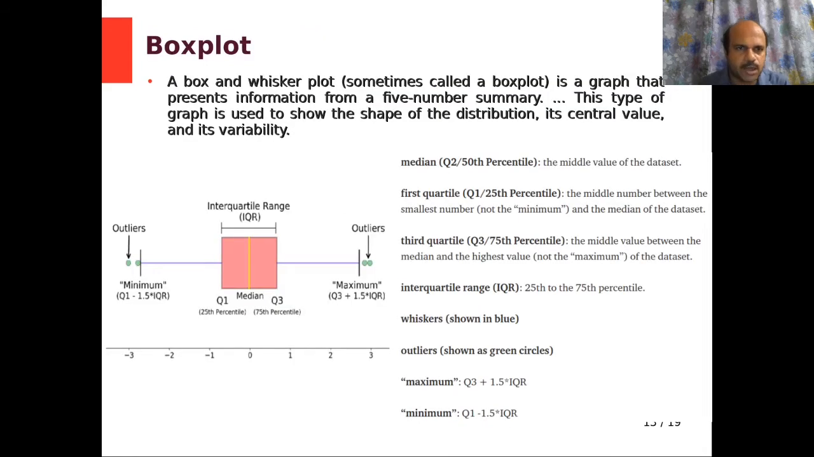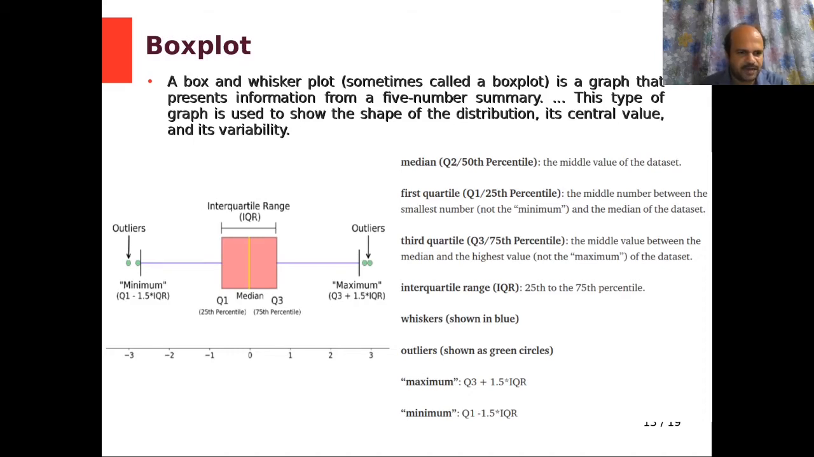Next is the box plot. Before plotting this whisker plot, let us see what exactly this box plot is. The box plot and the whisker plot is a graph that presents information from a 5-number summary, and this type of graph is used to show the shape of the distribution, its central value and its variability. When we see this specific plot, we can find there a total of 5 numbers.